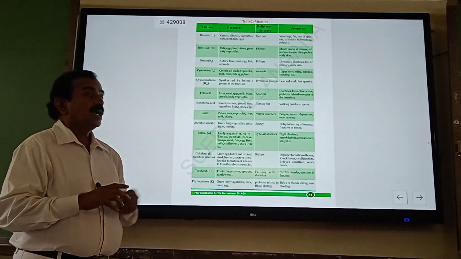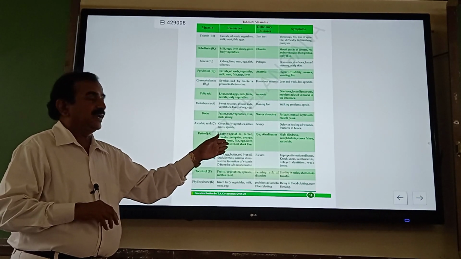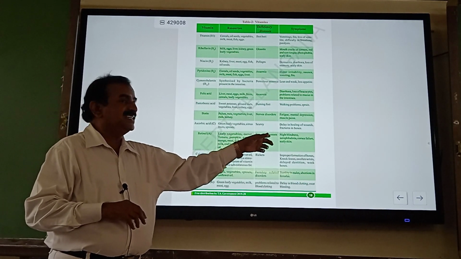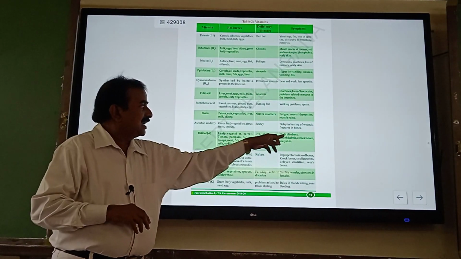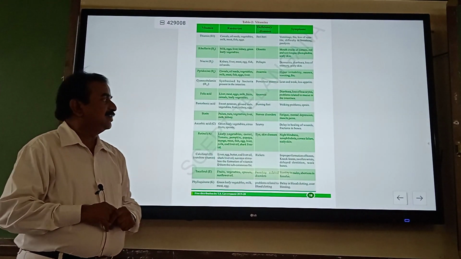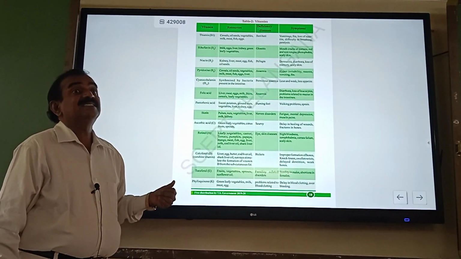And next one is retinol. I told you retinol is present in many food items. And it causes eye and skin diseases. The symptoms are night blindness, xerophthalmia, corneal failure, and scaly skin. The next one, calciferol, which is said to be present in sunlight.